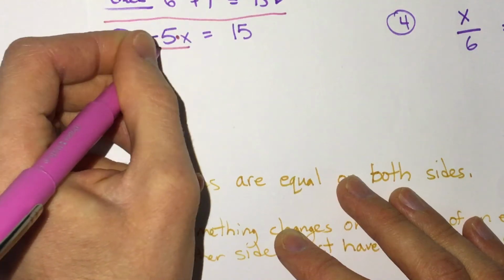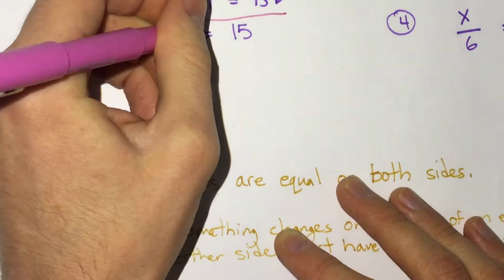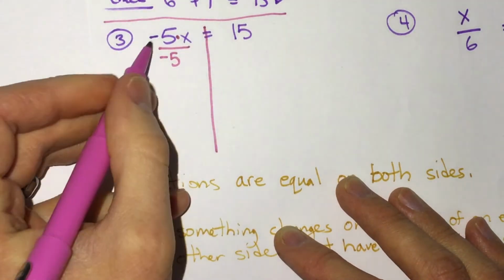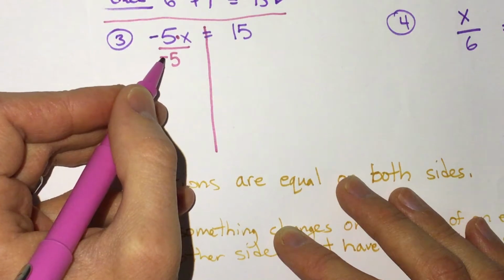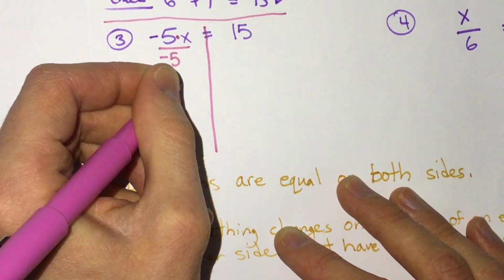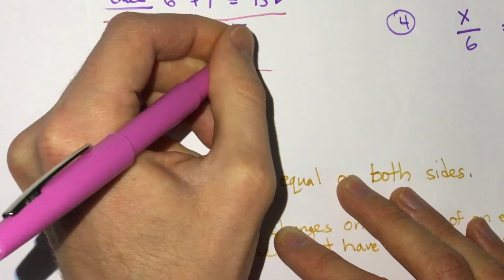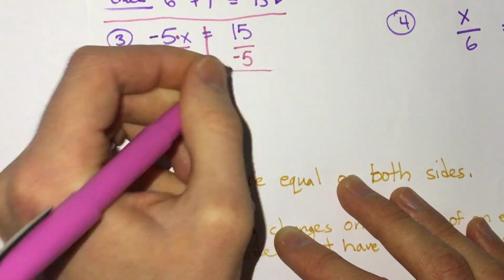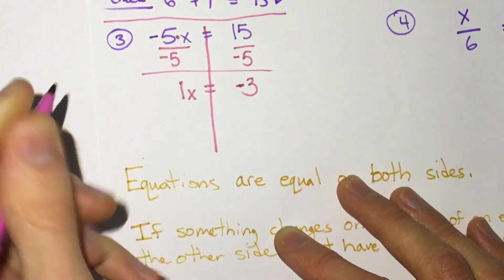Well, if we divide by negative 5, and we'll write this as a fraction bar, negative 5 divided by negative 5, negative divided by negative is positive, 5 over 5 is 1. So this becomes 1x, but make sure we do it to the other side too. 15 divided by negative 5 becomes negative 3.